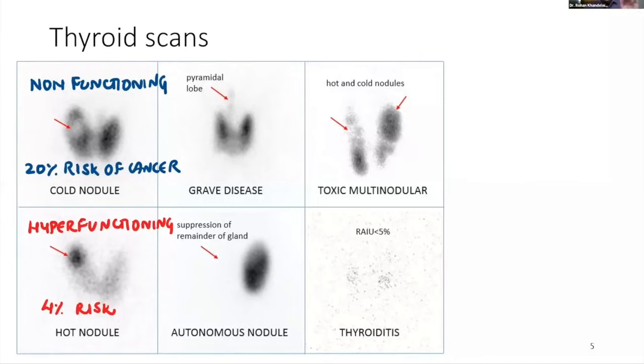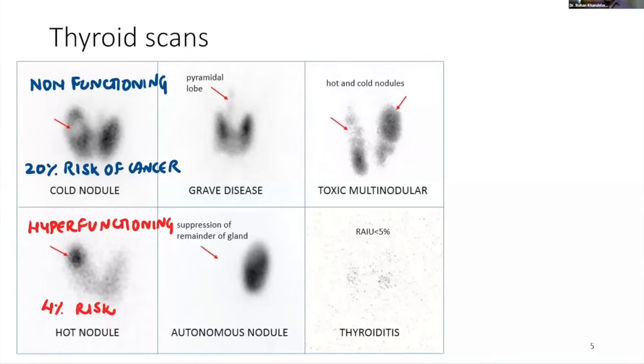And mind you, cold nodules have a higher risk of malignancy. So 20% of cold nodules are malignant. Whereas if you see the image below that, you can see a hot or hyper-functioning nodule. Only one nodule is taking up all the iodine, and the rest of the gland is showing very less uptake. So that is a hyper-functioning, more uptake, hot nodule, with only 4% risk of cancer.